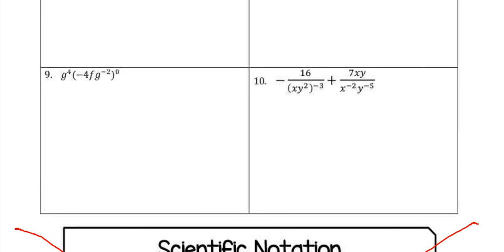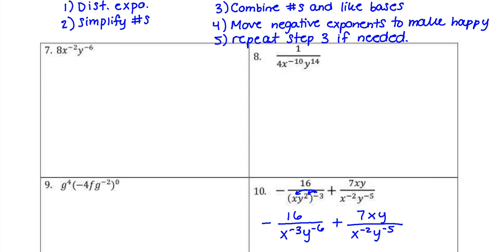So in number 10, first we need to distribute exponents. So in the denominator of the first fraction, I see my negative 3 needs to be distributed to both numbers or variables inside. So I'm going to rewrite my numerator here, and I'm left with x to the negative 3, y to the negative 6, plus 7xy over x to the negative 2, y to the negative 5th. It now tells you to simplify any numbers that you have. I do not have any numbers down here that have an exponent with them, so we can skip number 2.